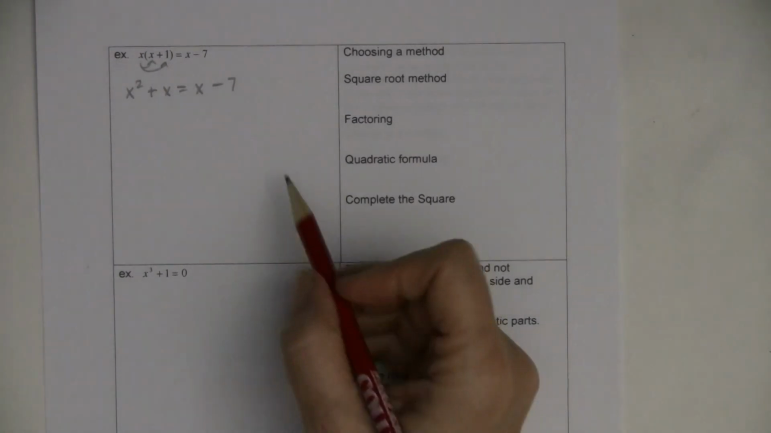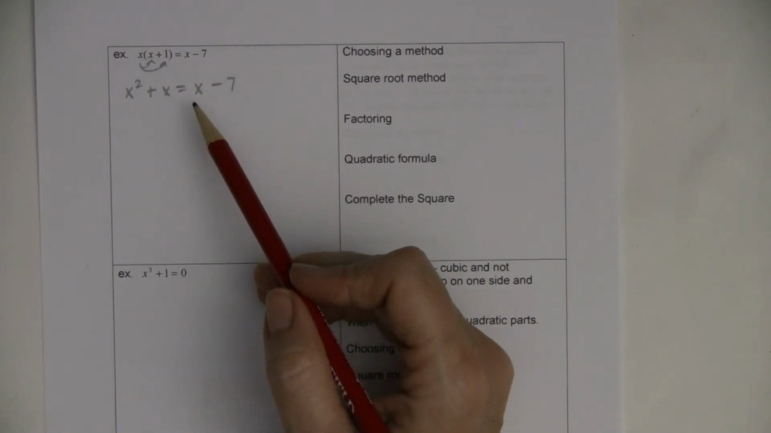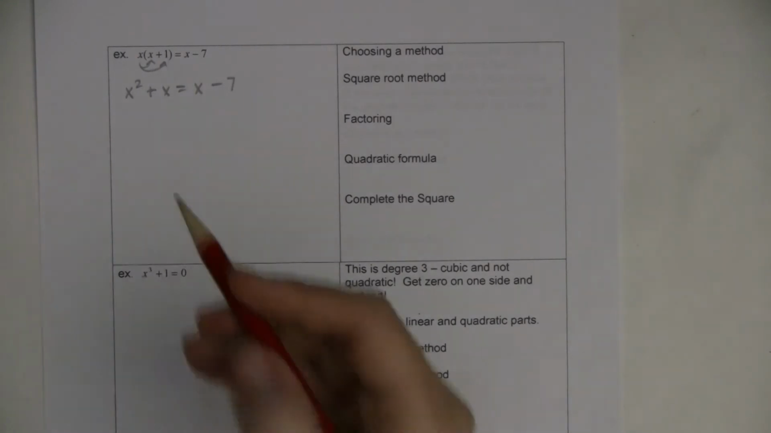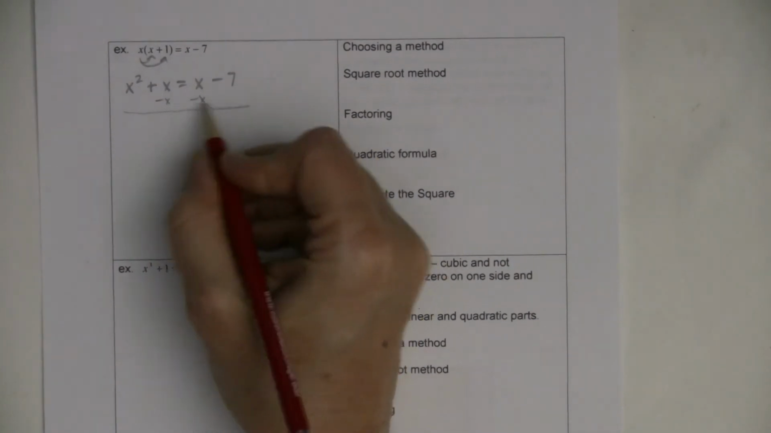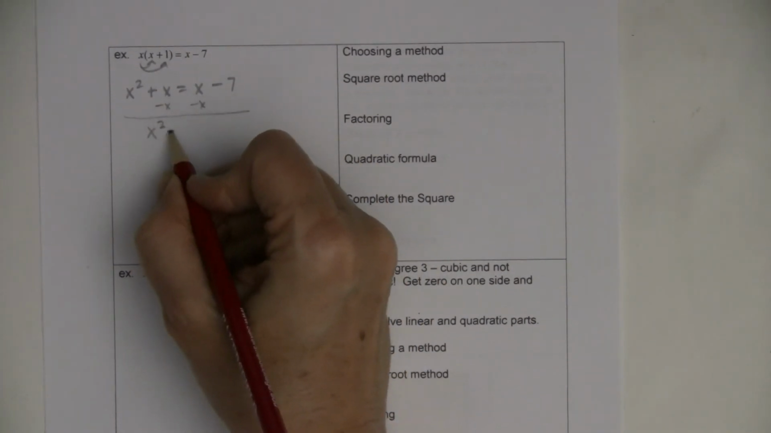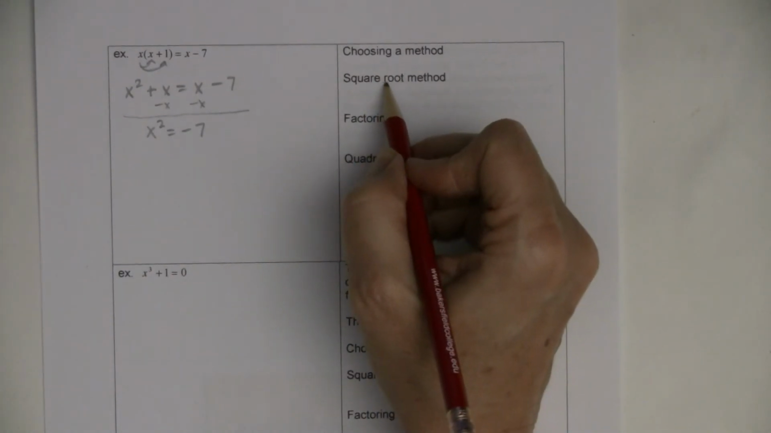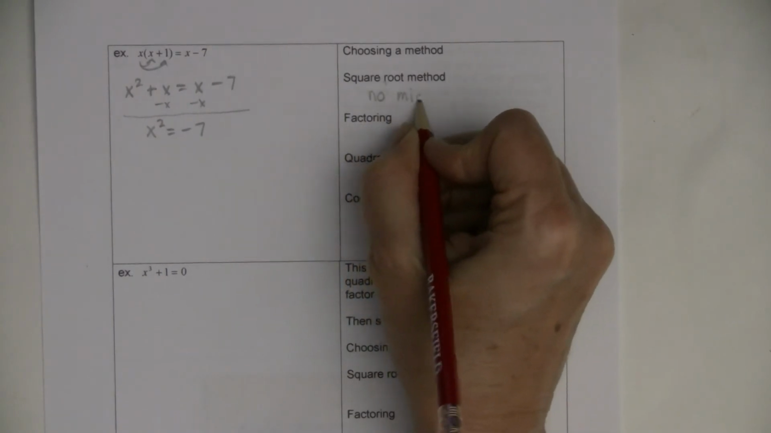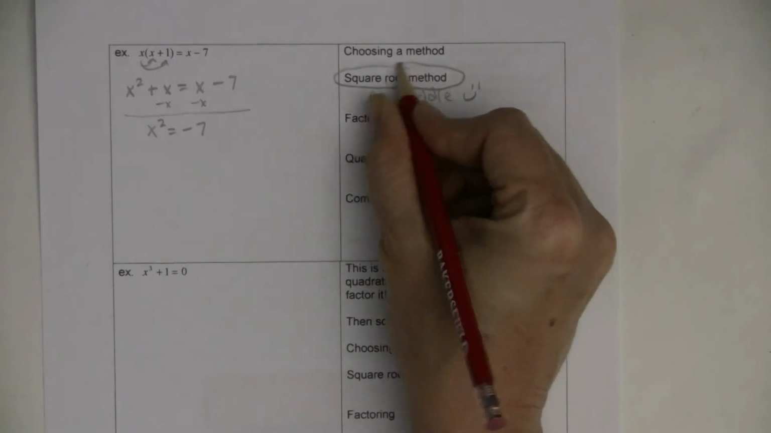Do you guys agree? The middle term is the x, but you notice it's balancing the same amount on each side. And so what that means is that if I was to try to get the middle terms together by taking away x from both sides, I really don't have a middle term. And so I really get x squared equals -7. And so that's perfect for the square root method when you have no middle term, right? I have no middle. And so I'm like, yes, I'm going to use this method.